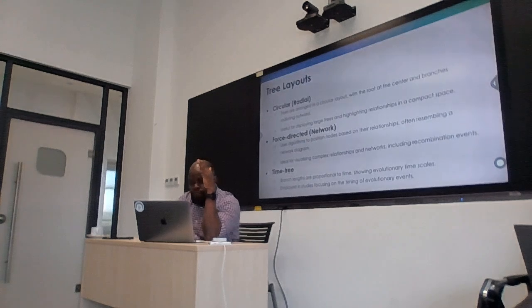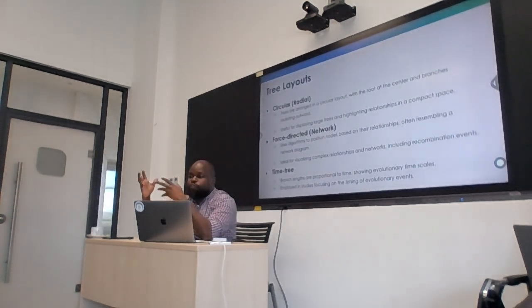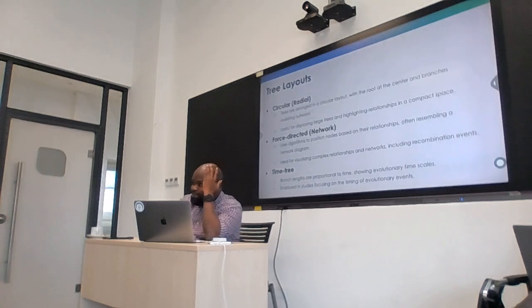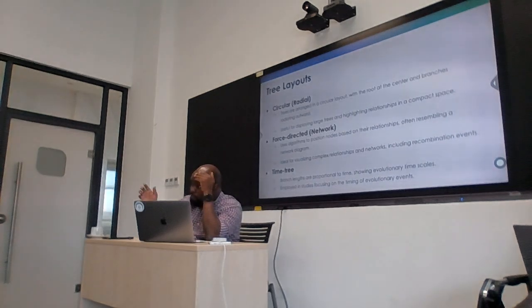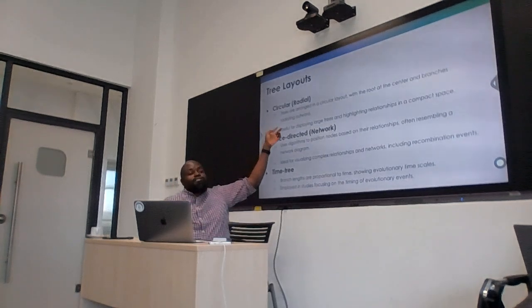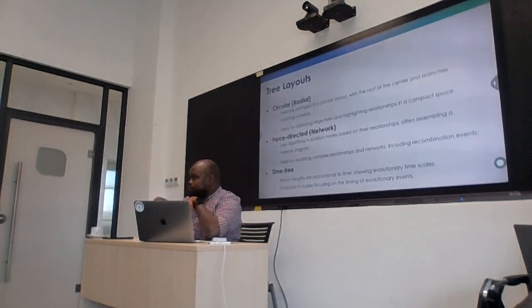With unrooted, you just want to look at the relationships, but you don't care about the direction of evolution. And then we have circular. Circular, we often use when you have very large trees. I think you've seen people who have thousands and thousands of tips. It becomes very difficult to put thousands of tips on a rectangular tree, so often we do a circular one.